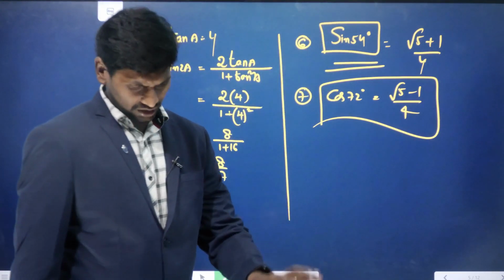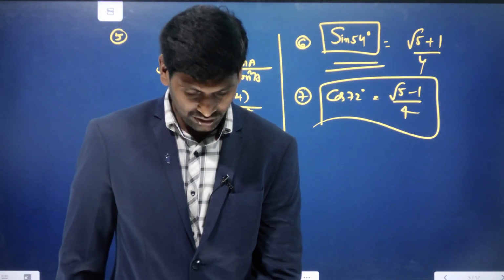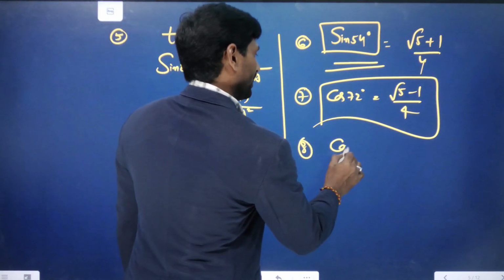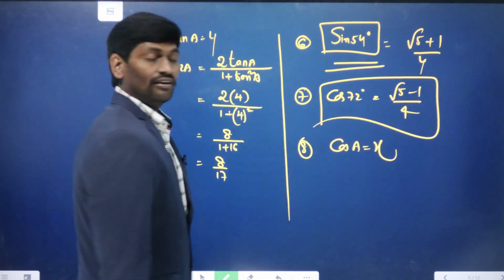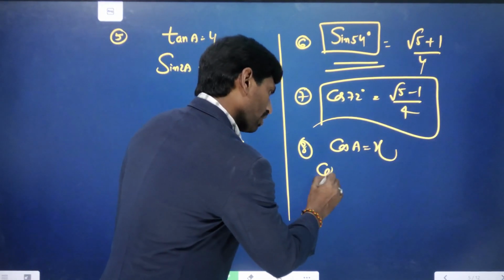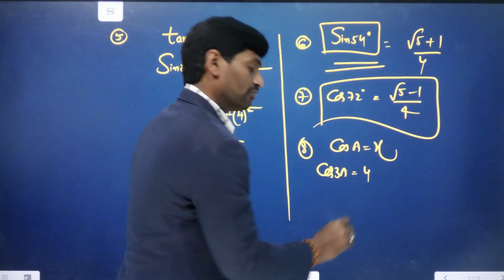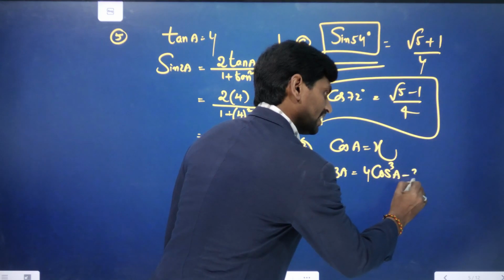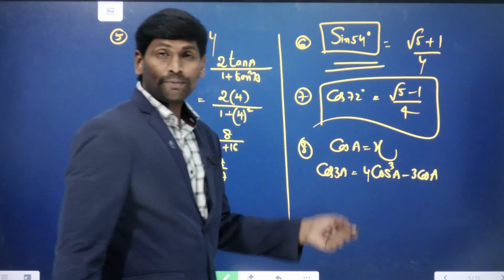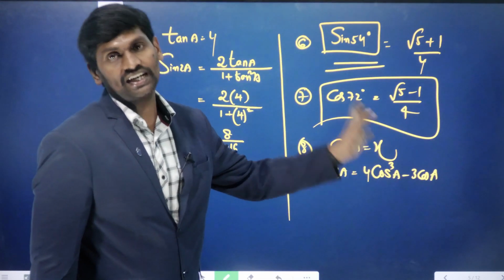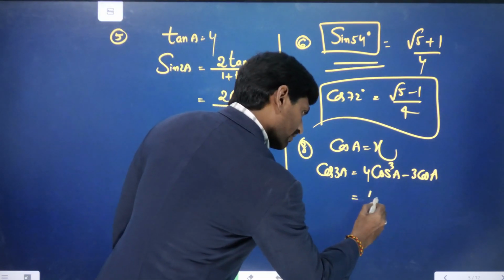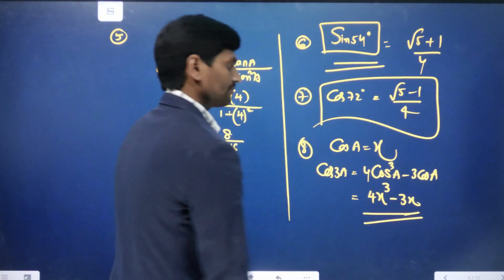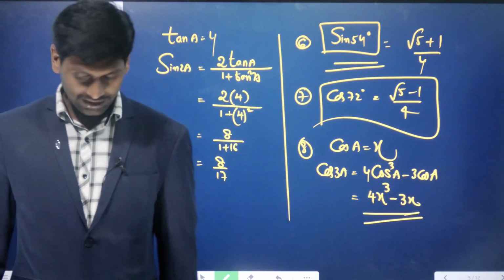Let us go to the 8th question. Cos A value is x, then find cos 3A value. We have the cos A value is x. Cos 3A value is asked. What is the cos 3A formula? 4 cos cube A minus 3 cos A. In the place of cos A, just substitute the letter x. So 4 cos cube A we can write as 4x cube minus 3x. This is the answer. Okay? Please check.